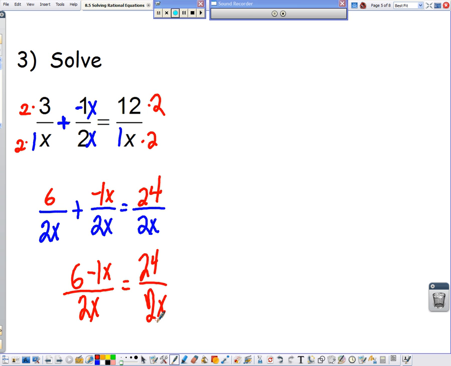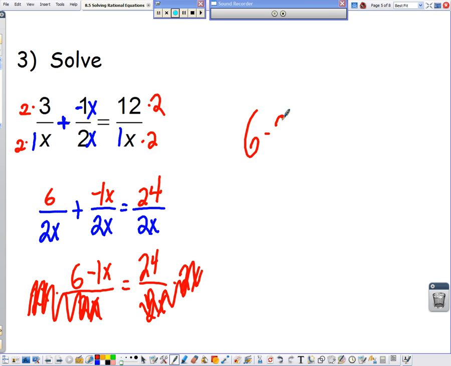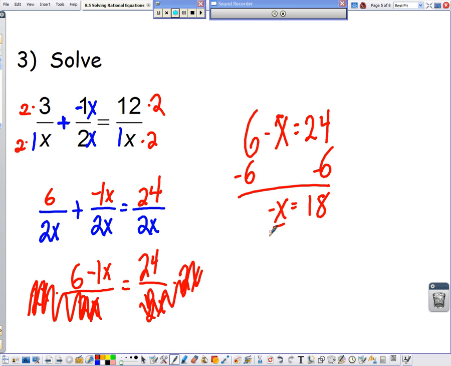So 6 actually ends up still saying 6 minus x, or 6 plus a negative x, over 2x equals 24 over 2x. So again, remember I multiply this side by 2x to get those to cancel. Multiply this side by 2x to get the bottoms to cancel. So I end up with 6 minus x equals 24, minus your 6. So negative x equals 18, and divide by your negative 1. So x equals negative 18.